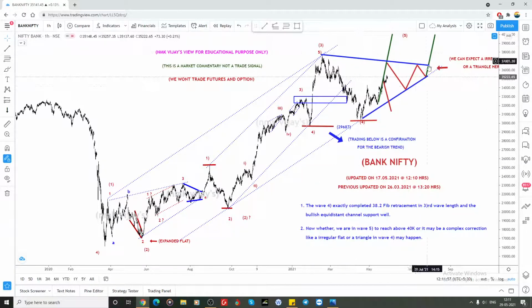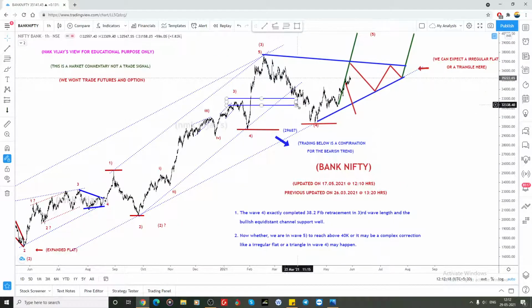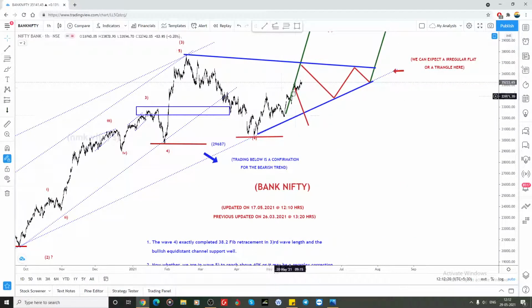So still we are in that fourth wave. Either this is the end of the fourth wave, which means it could make a five-wave move to the upper side. Otherwise, if it is in a triangle, that's a contracting triangle. Otherwise, it could make one more new high, and then again it may fall like an irregular flat. So anything is possible, but as of now, it is making a wedge formation.